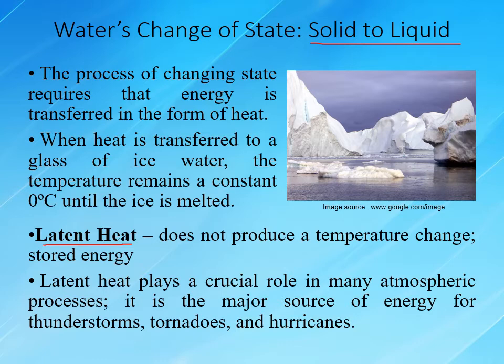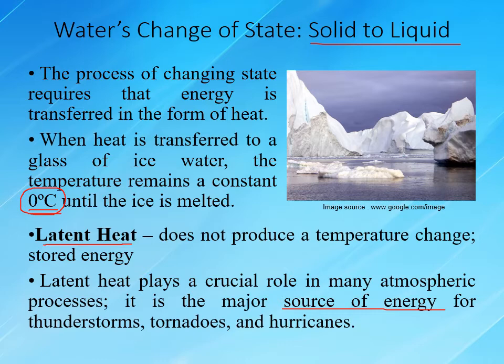plays a crucial role in the atmospheric processes, and it is the major source of energy for many atmospheric disturbances like thunderstorms, tornadoes or hurricanes. So although overall the temperature remains constant during the conversion of ice to liquid at 0 degree centigrade, there is a certain amount of energy involved in the form of latent heat.